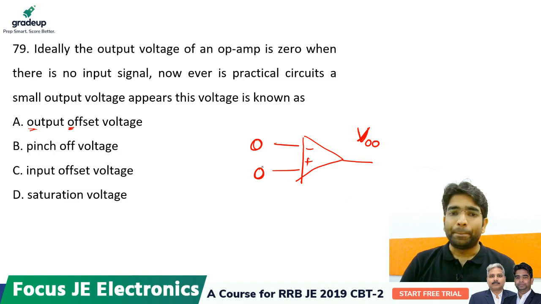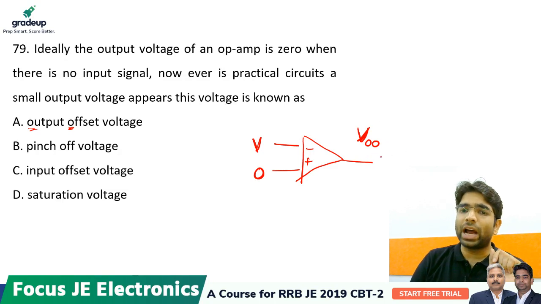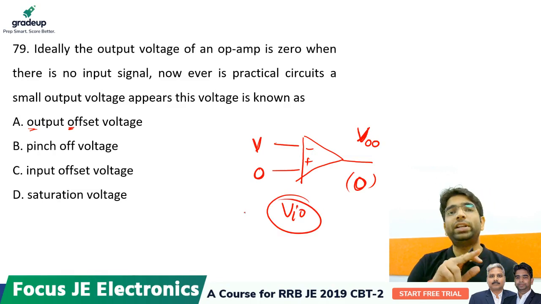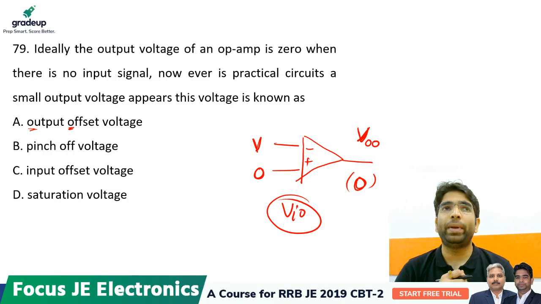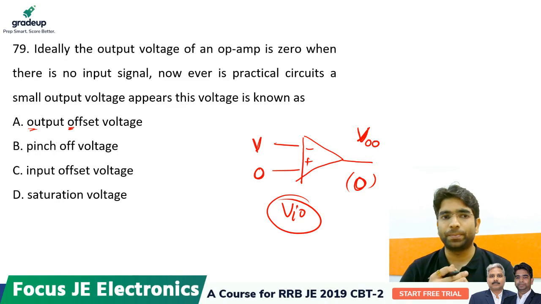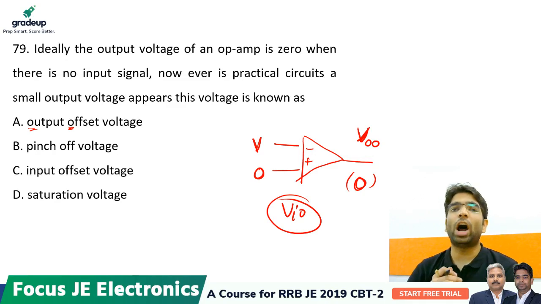Okay, but suppose some voltage is applied at the non-inverting or inverting node to make the output 0, then it is VIO, input offset voltage. It means the voltage applied to make the biasing proper, so that the internal compensation of the op-amp circuitry is done and the output is 0. In that case it will be input offset voltage. In this question it will be output offset voltage.